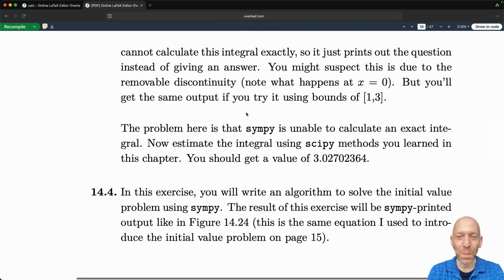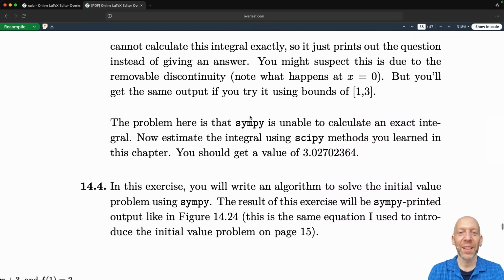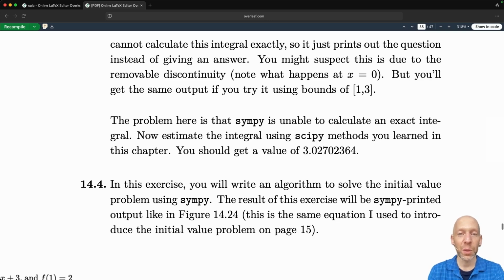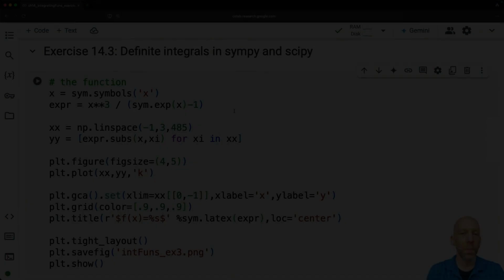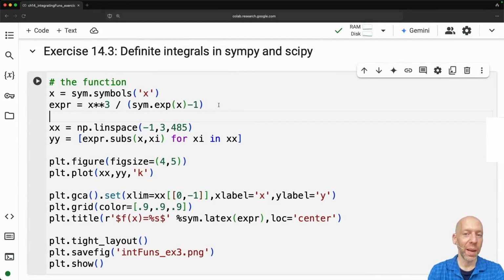And then what you want to do is use methods that you learned about in SciPy for estimating the integral using accurate techniques. So you can use SPI.Simpson, you can use SPI.Quad. I don't tell you exactly how, or which method in SciPy you should use. That's up to you. I will show you my solution in a moment, but you should get a value of 3.027.